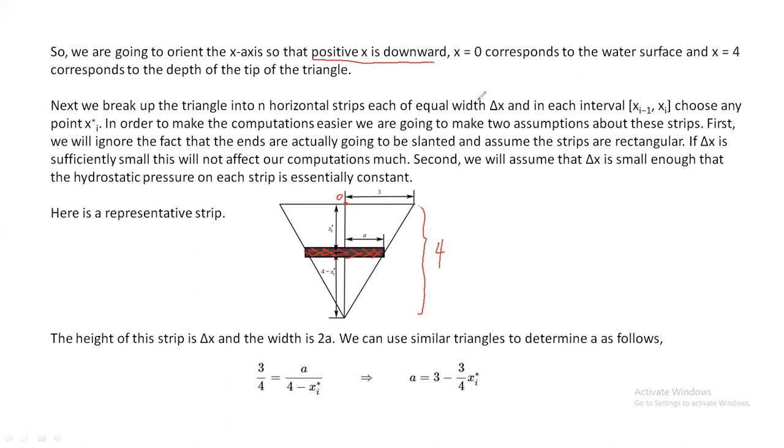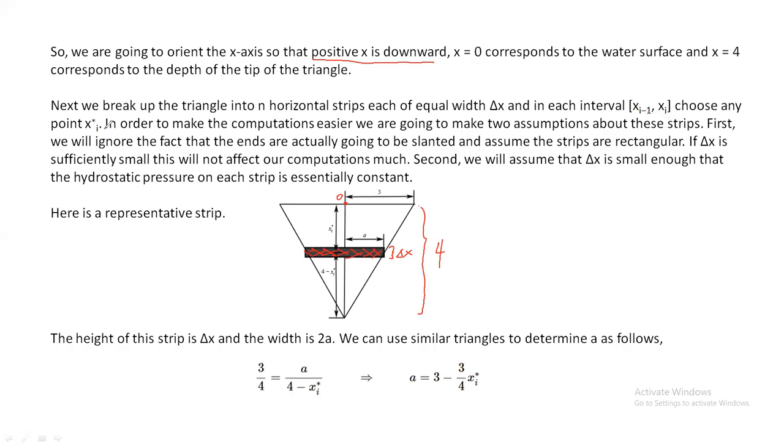Now each of which have equal width of delta x. So this one is delta x. The way we divide our triangular plate into these horizontal strips, they have the same width, delta x, or another term probably is thickness. If you view this one as the thickness, it's delta x. And in each interval, you have x sub i minus 1 and x sub i.